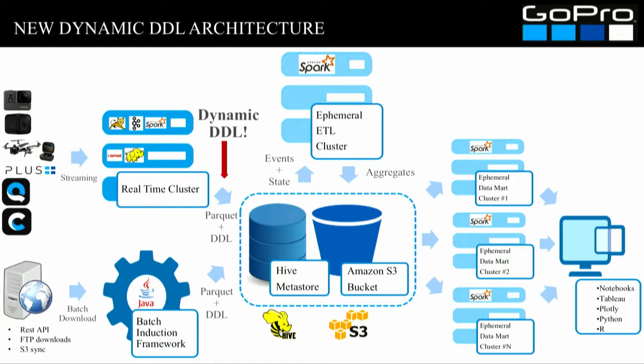No more going from JSON to Parquet. We just go straight to the Parquet and the DDL. Work our way up to the top there, the ephemeral ETL cluster.